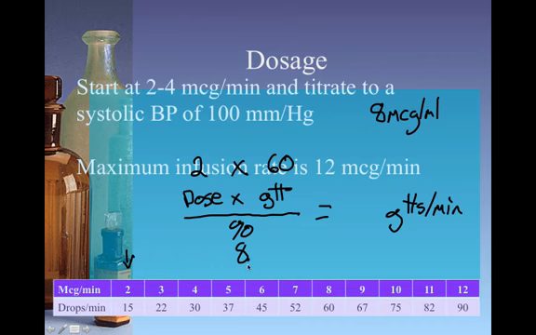An example, 2 times 60 is 120. Divided by 8. 15 is our answer. We would have to do this formula every time that we wanted to go up incrementally. If we wanted to go to 3 times 60 being 180, divided by 8, 22, and so on.